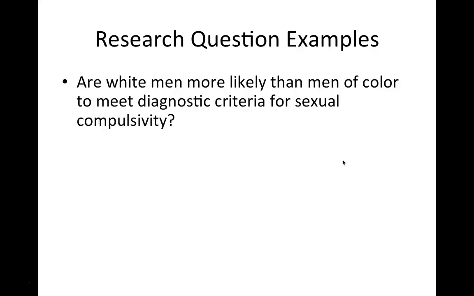So, some research question examples that could be used for chi-squares. Are white men more likely than men of color to meet diagnostic criteria for sexual compulsivity? So we looked before in an ANOVA at race and ethnicity as predicting sexual compulsivity scores, but then we could split people up based on their diagnostic criteria for sexual compulsivity. So we talked about that score of 24 or more being sometimes used as a cutoff.